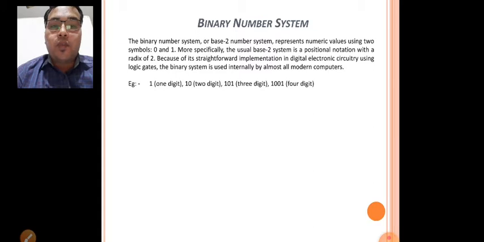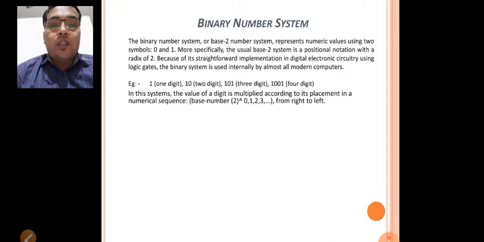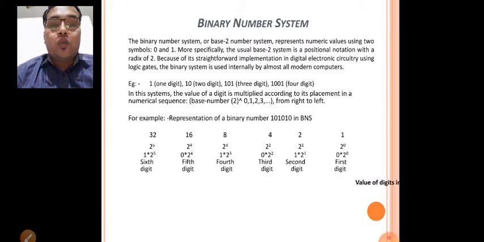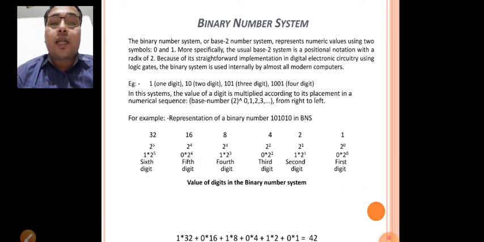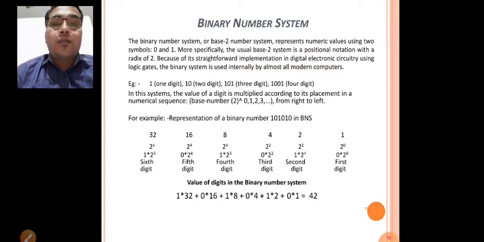all modern computers. Example, suppose we have to represent the data as 1 digit 1, 2 digit 10, 3 digit 101, 4 digit 1001. In this system, the value of a digit is multiplied according to its placement in a numerical sequence. The base number is 2 over here, and positions are 0 1 2 3 from right to left. This binary number system I will also explain with one example.